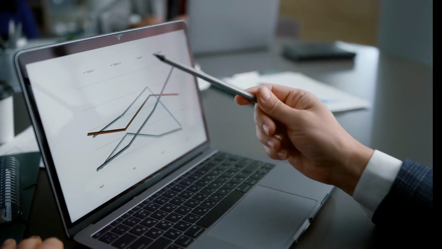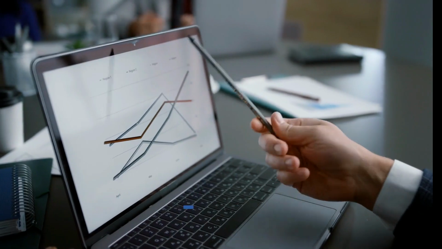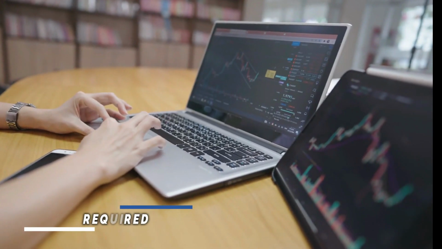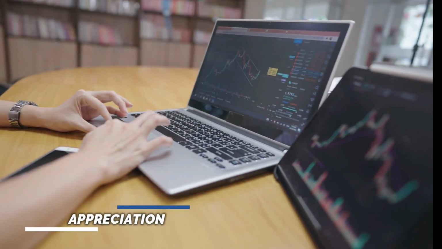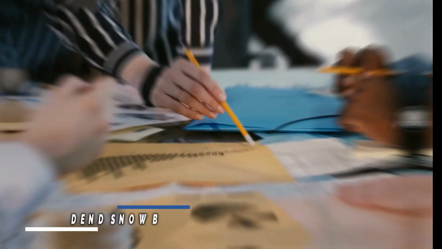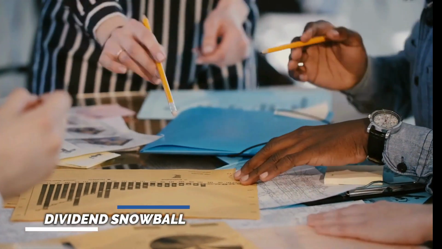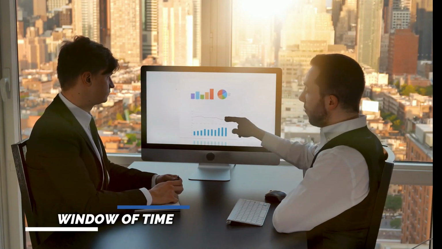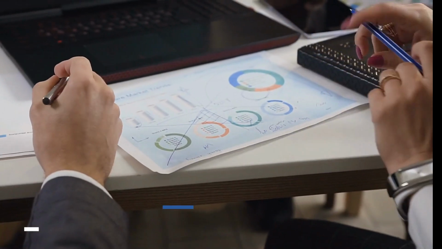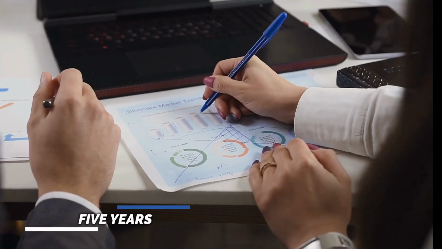I'll assume for this demonstration that we were successful in obtaining the required level of yield, dividend growth, and capital appreciation for a given amount of time. And the dividend snowball truly depends most on the passage of time. Let's start with a window of time that is only 5 years long, and then we'll move out 5 years at a time after that.